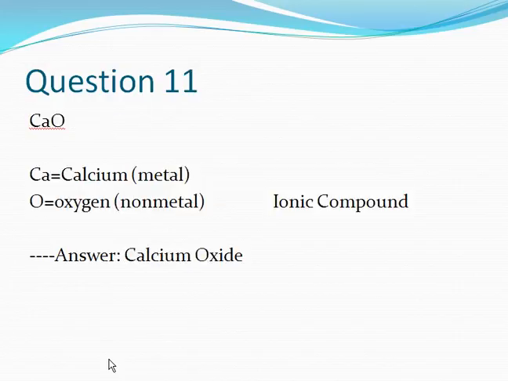Question 11. Knowing that Ca stands for calcium and the O is oxygen, it is also known that the molecule is an ionic compound. This means that prefixes don't need to be used, and you can name the compound just straight with the element names, except that oxygen changes to oxide because it is the second element in the ionic compound.